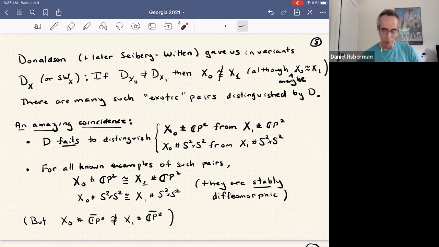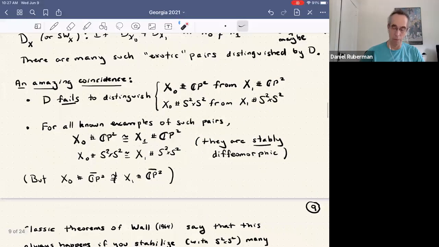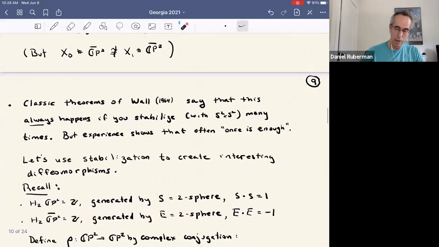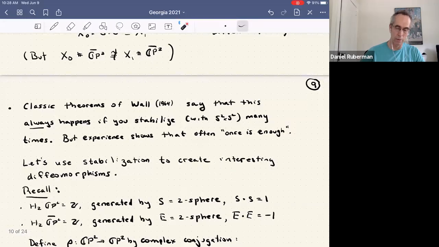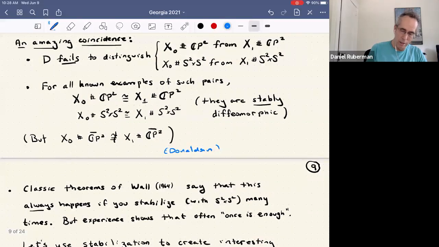And again, this is where the orientation shows up. If they're distinguished by their Donaldson invariants, then after you add CP2 bar, they continue to be distinguished by their Donaldson invariant. So I should credit that. Both of these results here and here are due to Donaldson.